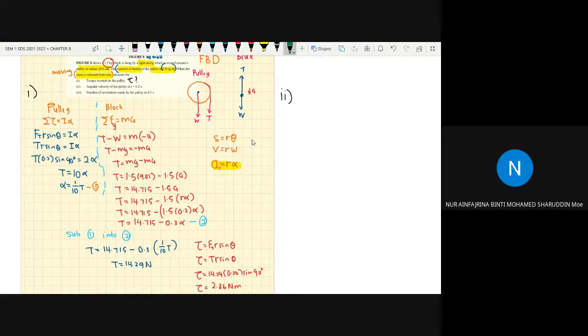So the next question, dia minta apa? Angular velocity of the pulley at time equals to 4.2 second. So angular velocity dia berapa bila time dia 4.2 second. Miss nak tanya, initial angular velocity dia berapa? 0. Kenapa 0? How do you know 0? From rest. So dia at rest. Very good. So now, Miss nak pakai formula apa?